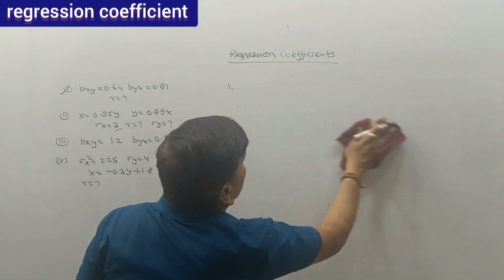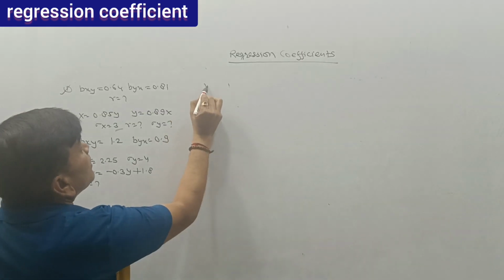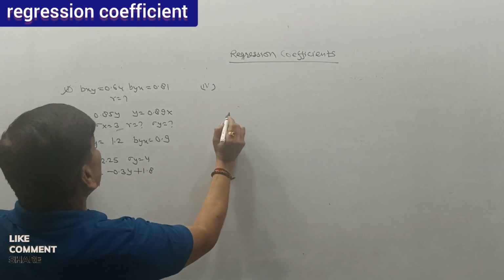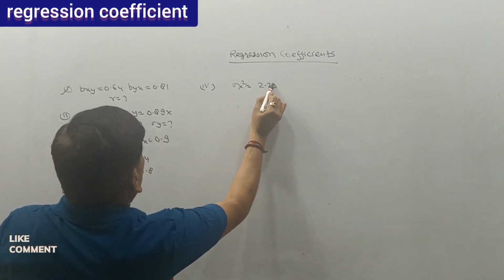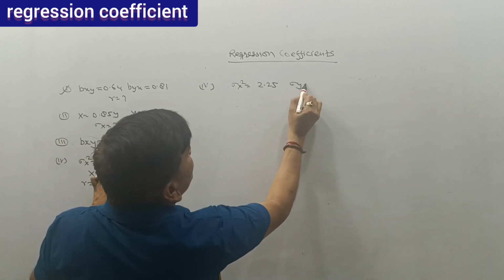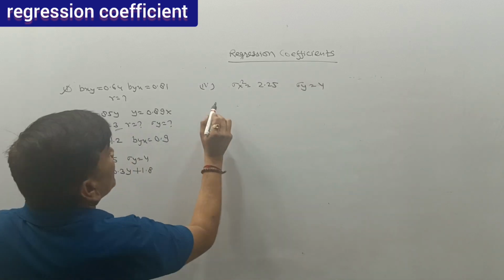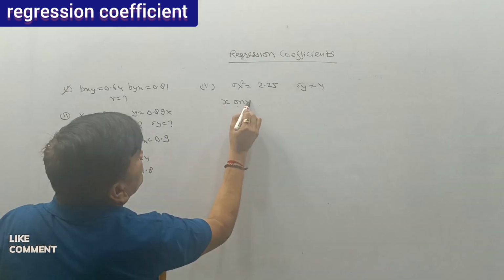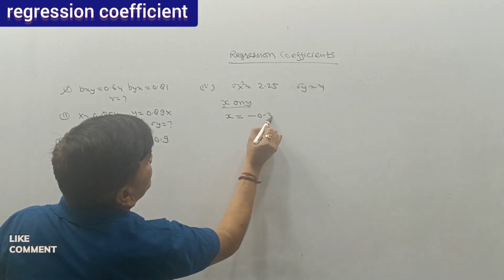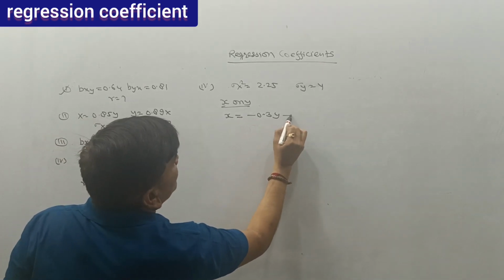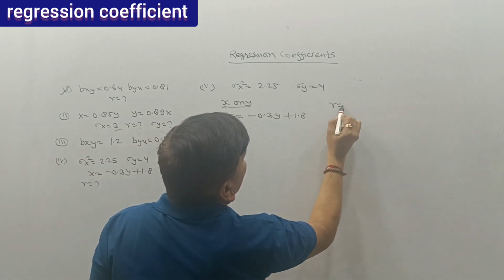Last question, the fourth question. The standard deviation of x squared is given as 2.25. The standard deviation of y is given, that is 4. X on y is given: x equals -0.3y plus 1.8. We are to calculate the value of r.